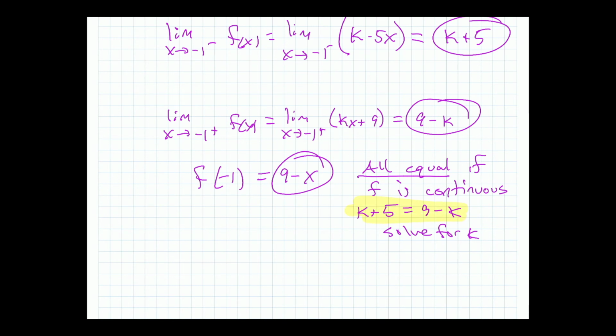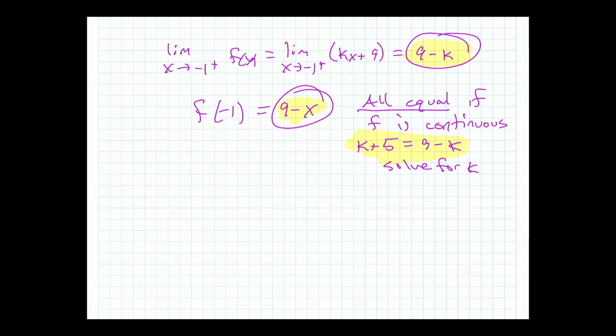Right? So you just set these equal. That and that. I mean, and that, but you don't need all three because two of them are the same. And you just solve it for k.